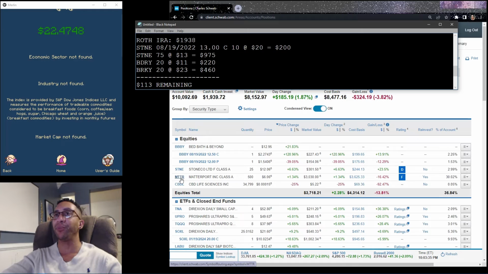I also have Matterport, which is my favorite stock, favorite company. I'm down pretty deep right now, down almost $600, but I've got like $3,600 invested in this bad boy. I have 500 shares of Matterport. I love Matterport. I think it's the wave of the future, so I don't mind.